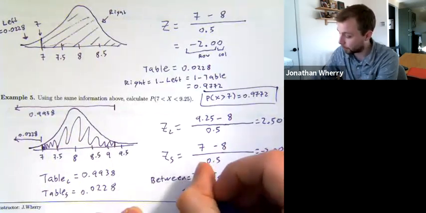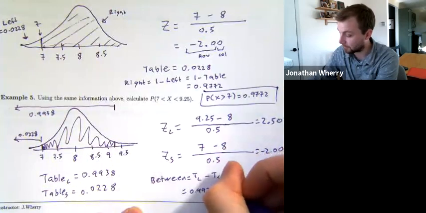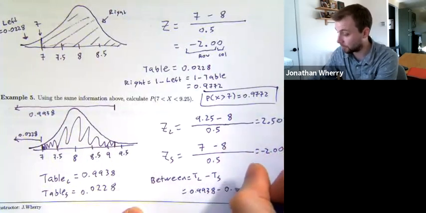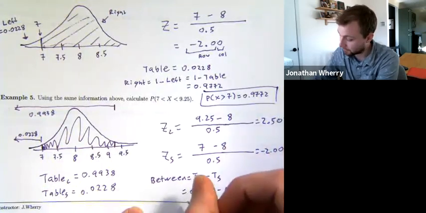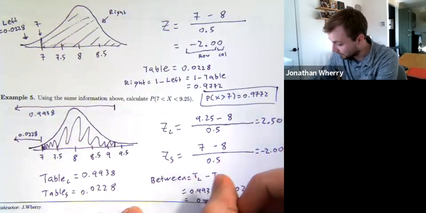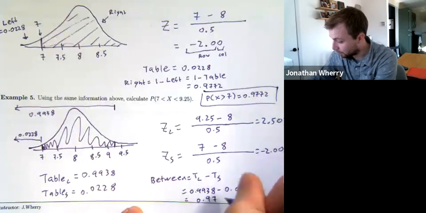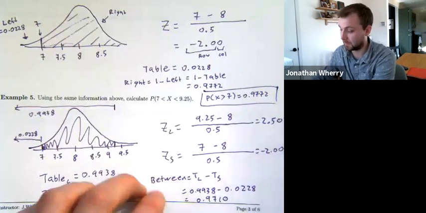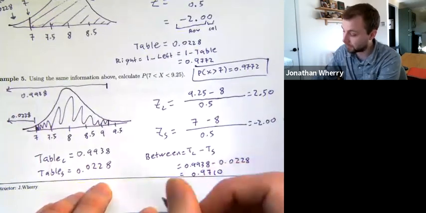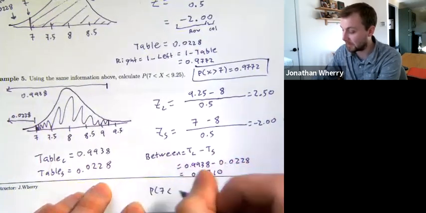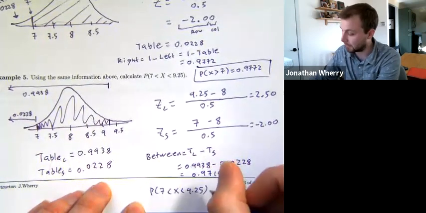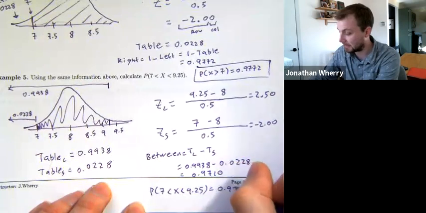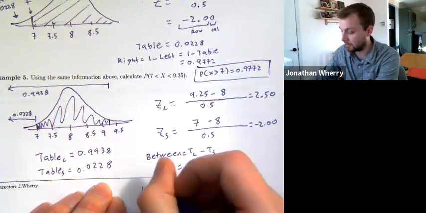So in this case, I have 0.9938, the large table value, minus the small table value, 0.0228. When I do this calculation in my calculator, I get 0.9710. So in other words, if I'm wondering what percentage of people get between 7 and 9.25 hours of sleep each night, that's 97.1% of the population.